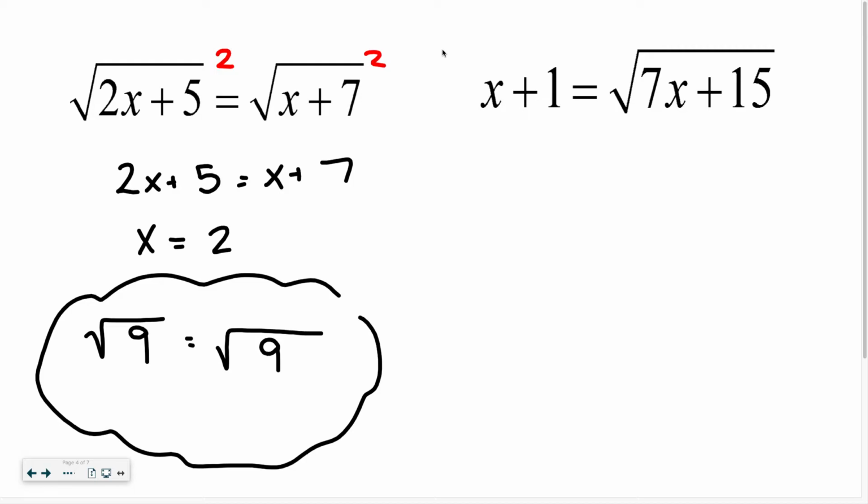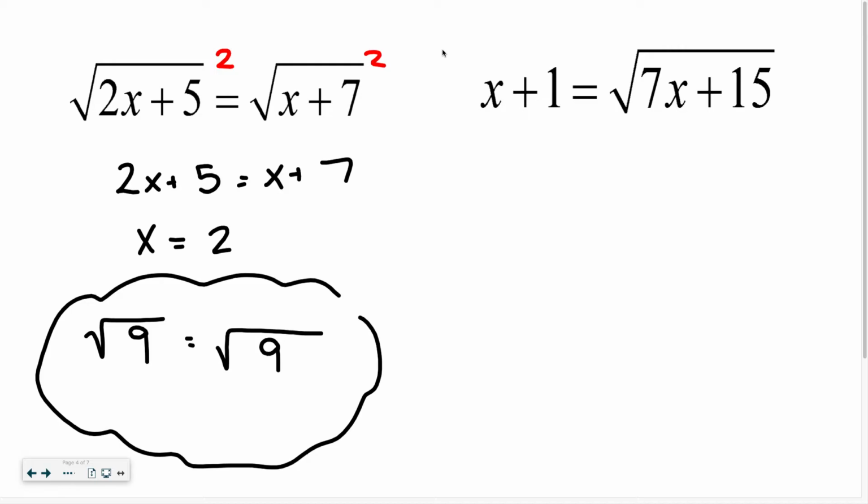Okay, we've got x plus 1 equals the square root of 7x plus 15. I notice, of course, that there's a square root in my equation, so that means at some point I have to square both sides, right? My job is to isolate the radical before I do that. So is there anything on this side with the square root that I can move over? No, 7x plus 15 is all trapped underneath the radical. It's part of the radicand, so it is stuck there. Okay, x plus 1, I don't really want to move anything over to the other side. I want that radical to be all by itself.